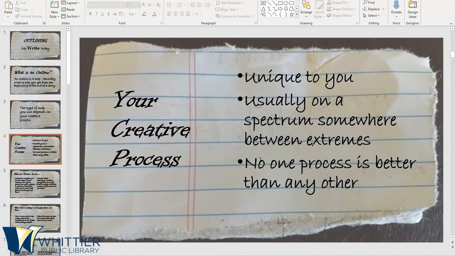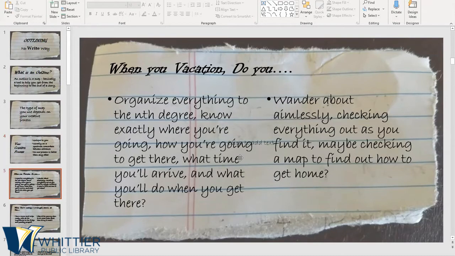On the other hand, if I'm one of those people who has to be very organized and things aren't coming together, then I need to make sure I've got things laid out in a certain way. Doesn't mean my process is better than anyone else's, and doesn't mean your process is better than anyone else's. It's just yours.